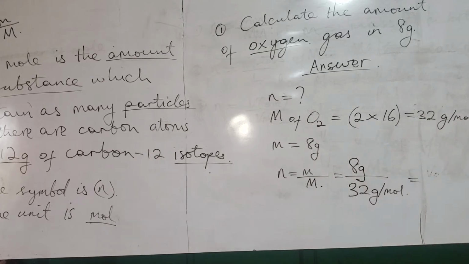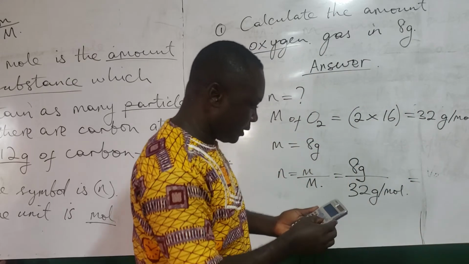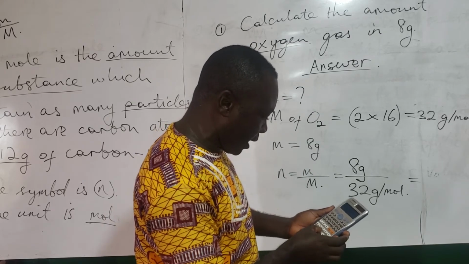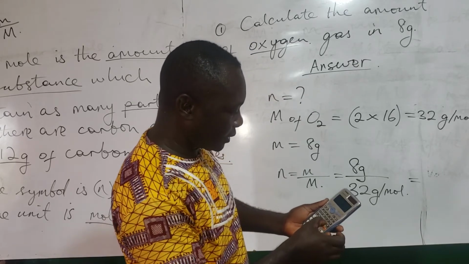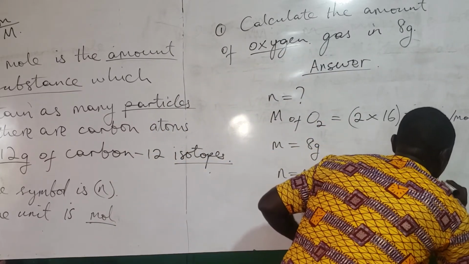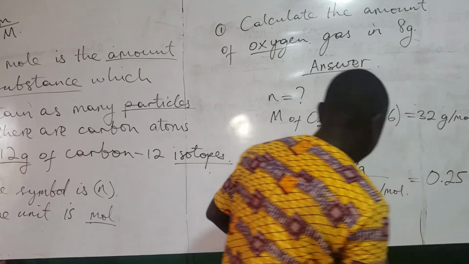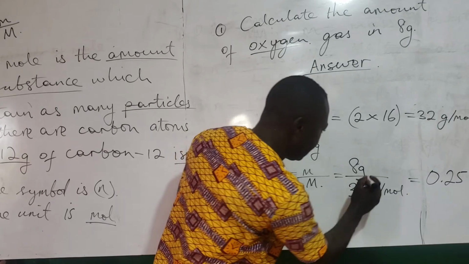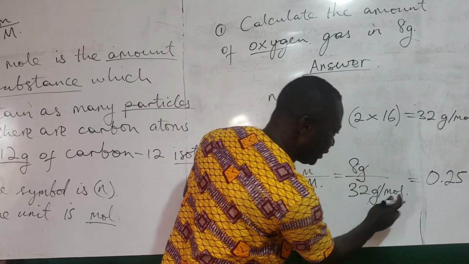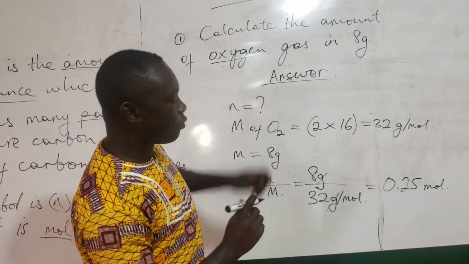So let me pick a calculator here. Okay, now you have 8 grams divided by 32, and the answer is 0.25. So your answer is 0.25 moles. And the only thing you should also notice is that the grams cancel the grams, leaving the moles here, and that will give us the mole. And that's one example.